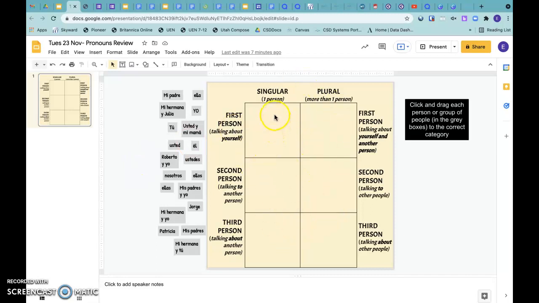little chart. In this chart we have singular, meaning just one person on the left side, and plural, meaning more than one person on this side. So in English that would sound like I for singular or we for plural, right?